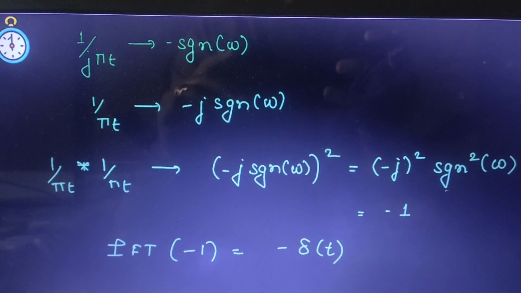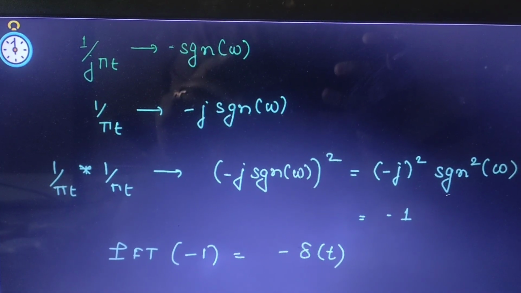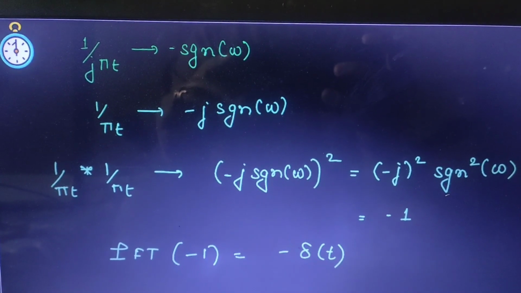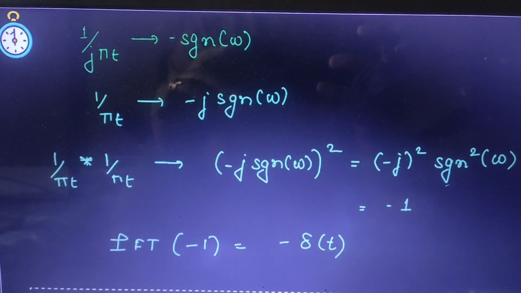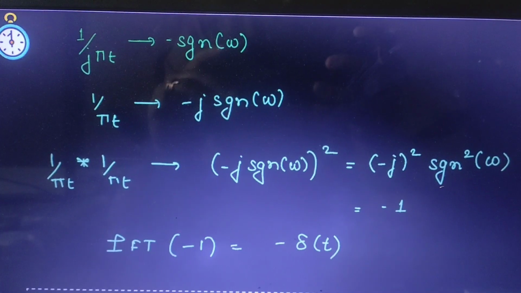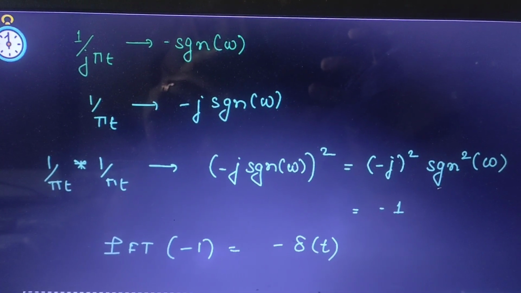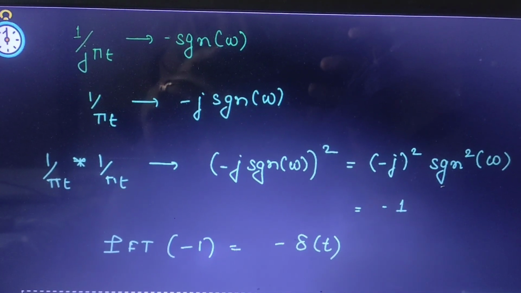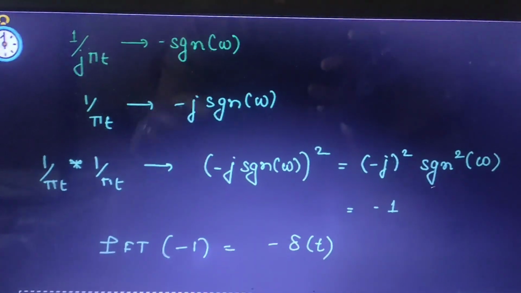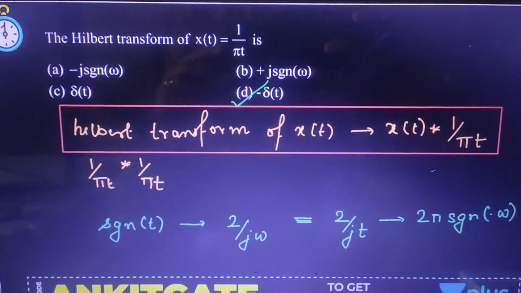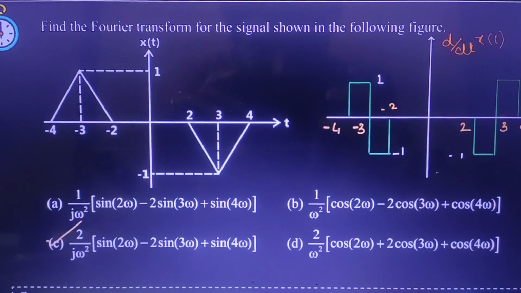Now the transform of 1 by pi t convolved with 1 by pi t is (minus j into signum of omega) whole square. You will get j square, signum square of omega. Minus j square value is minus 1 and signum square omega is equal to 1. We know the inverse transform of minus 1 is minus del of t. Therefore the answer is minus del of t.